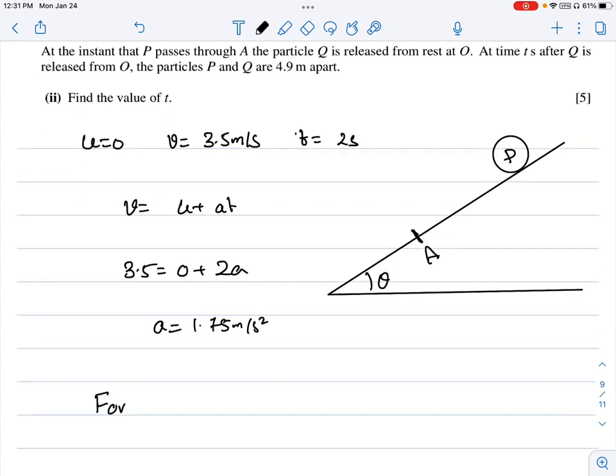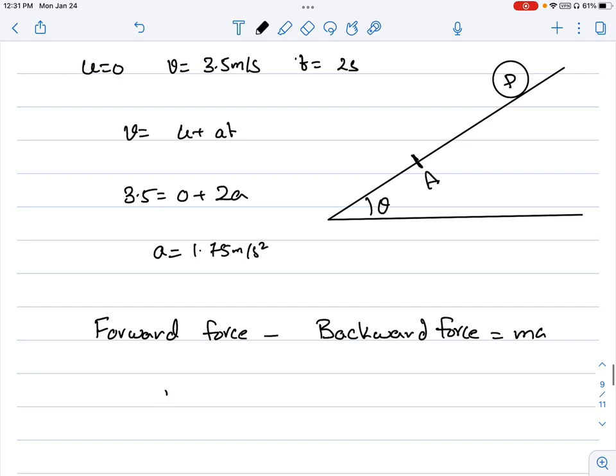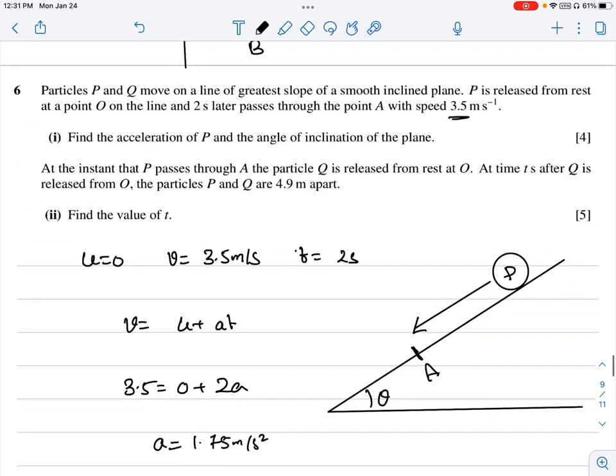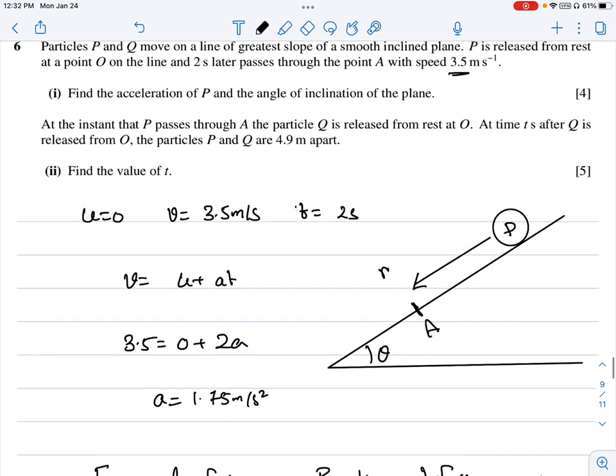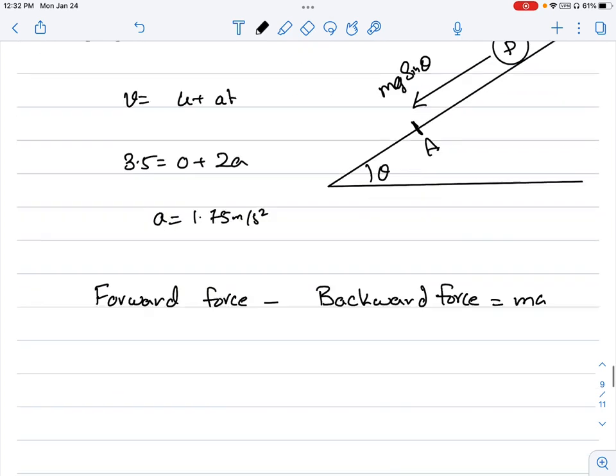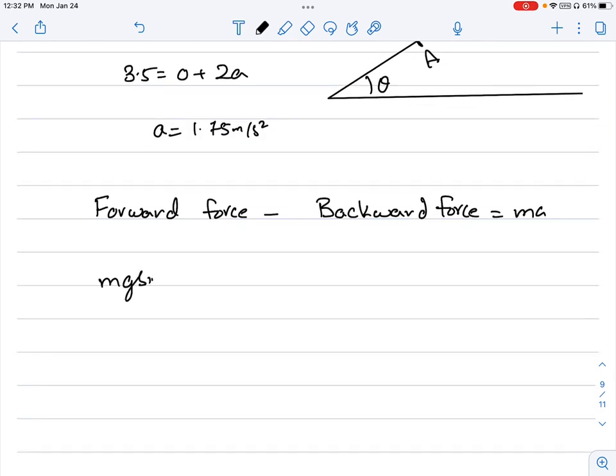So forward force minus backward force is equal to ma. What is the forward force? Nothing, because we are not pulling it. But apart from that, it is being pulled by a force due to the weight of the body. We don't have the weight of the body, so mg sine theta. So my forward force is mg sine theta, minus backward force, which is 0 because it is a smooth surface, is equal to ma.